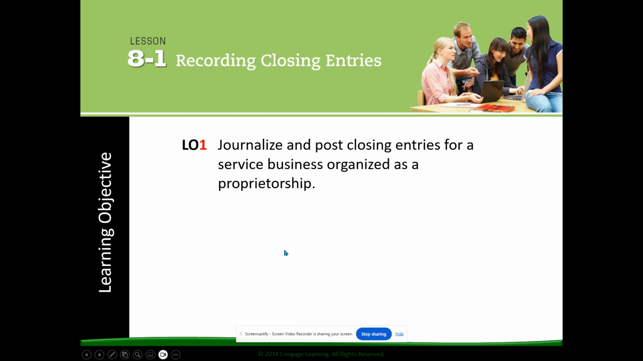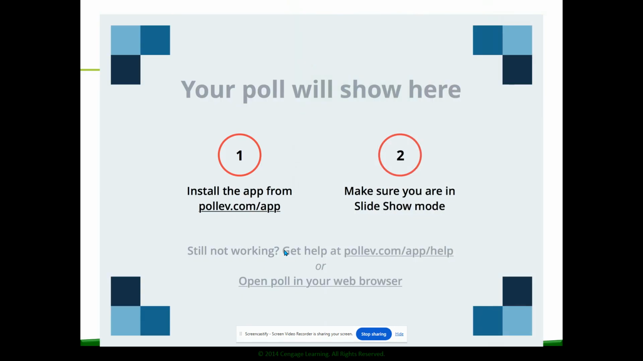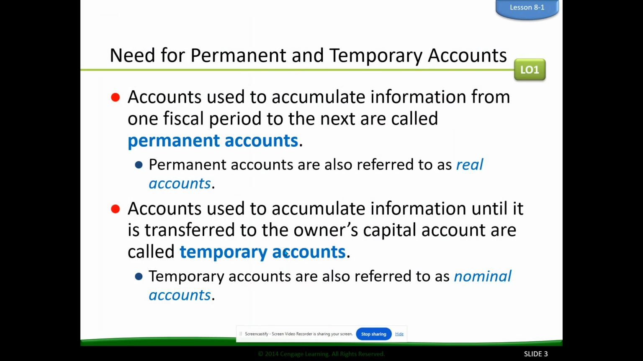So the first part of chapter 8 is recording those closing entries. We want to make sure that you know exactly what accounts to close. We have two types of accounts. We have our permanent accounts. Those are my assets, my liabilities, and my owner's capital. Those accounts are going to have a balance from period to period to period.